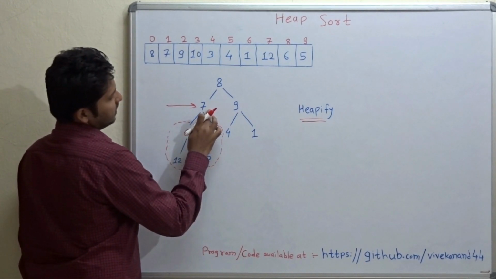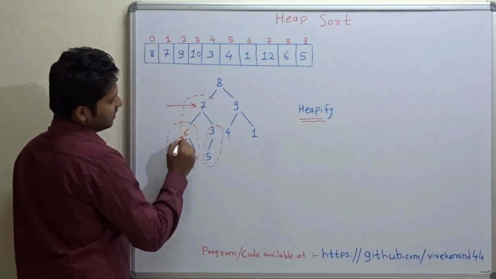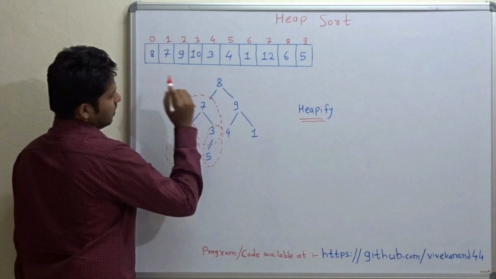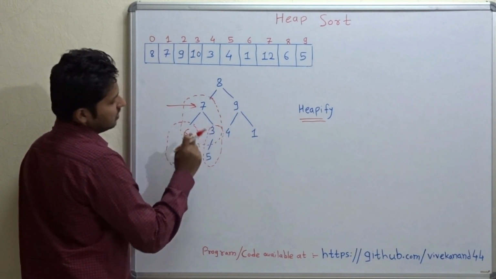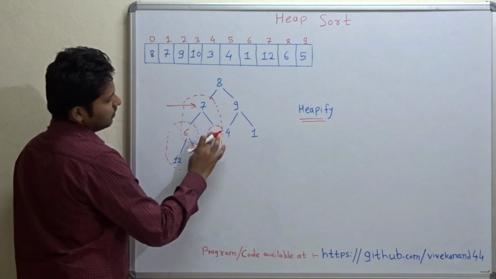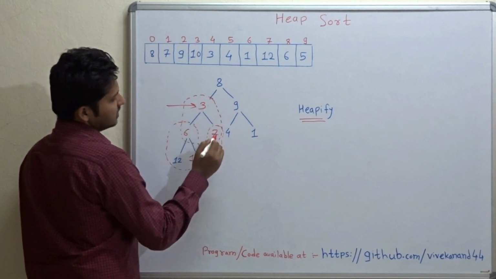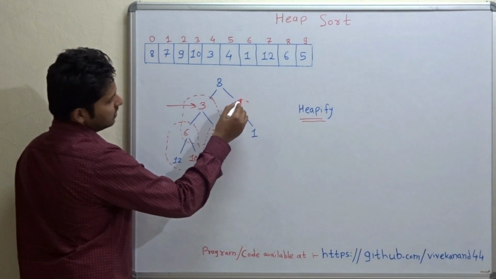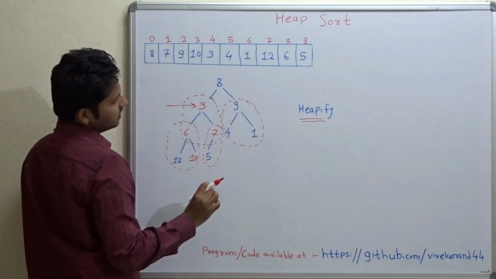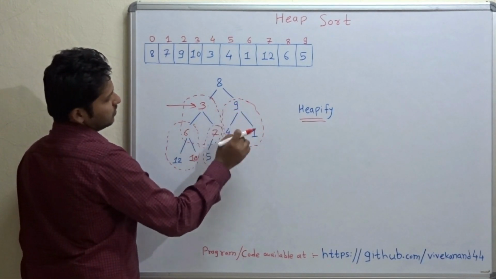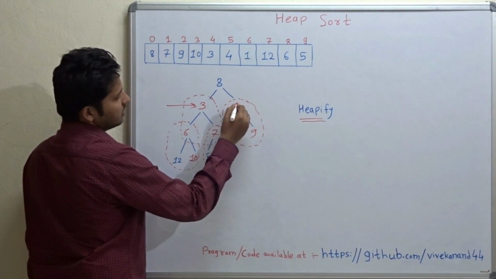Now 7. 7 has two children, 6 and 3. Let's make it a circle. What is minimum in these three? Yes, 3 is minimum. So let us swap 3 with 7. Go to the next node, 9. 9 has two children, 4 and 1. So I have made a circle. What is minimum in these three? 1 is minimum. So we will swap 9 with 1.